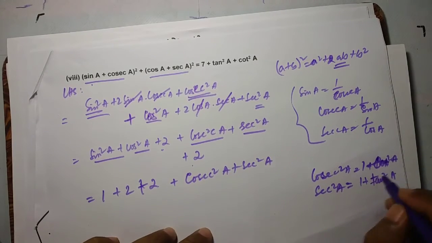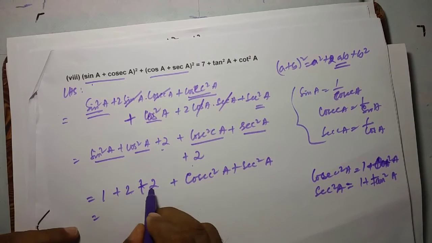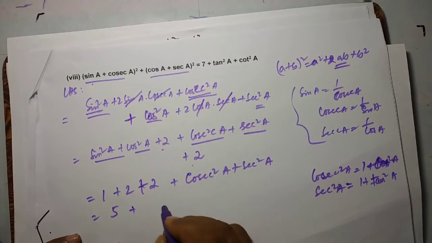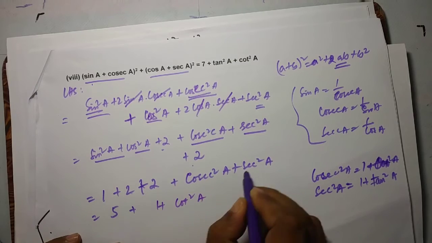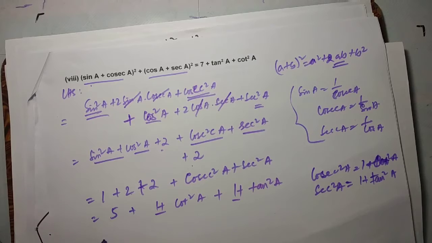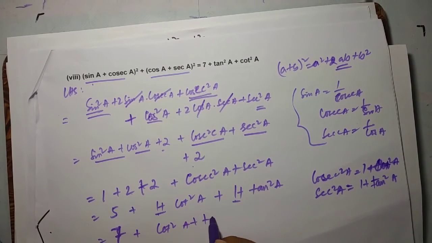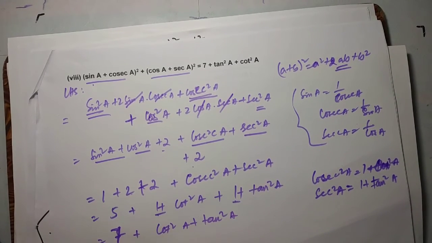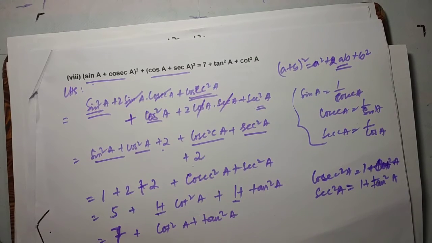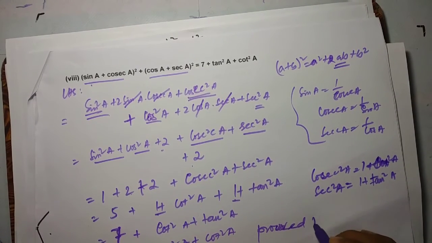So cosec square A equals 1 plus cot square A, and sec square A equals 1 plus tan square A. So the constants add up: 1 plus 2 plus 2 plus 2 is 7, plus cot square A plus tan square A. Or you can write 7 plus tan square A plus cot square A. This is the RHS.